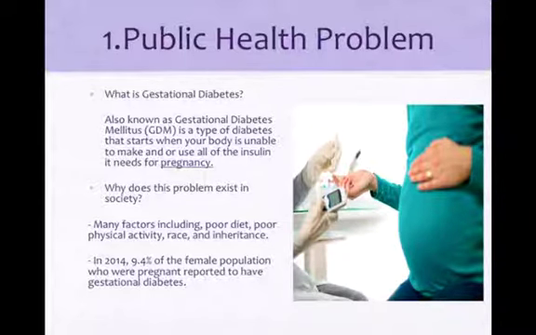Why does this problem exist? Many factors include poor diet, not getting enough physical activity, race, and or inheritance from generations above you. In 2014, research was conducted and it found that 9.4% of the pregnant female population reported having gestational diabetes. This is a large amount of women who have it.